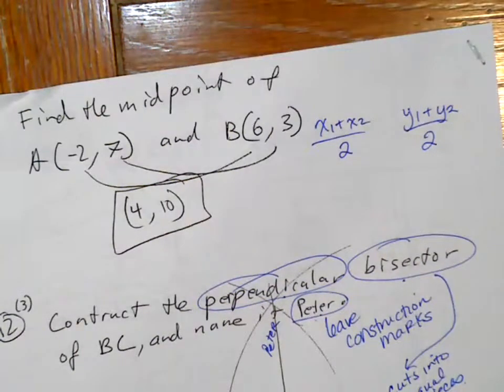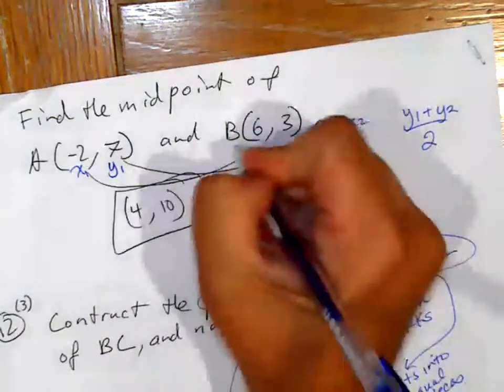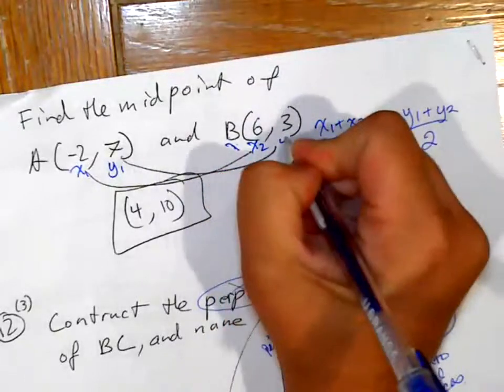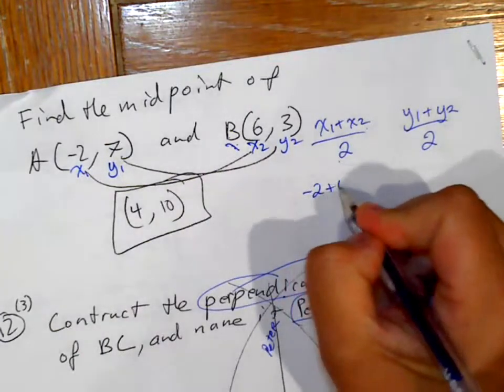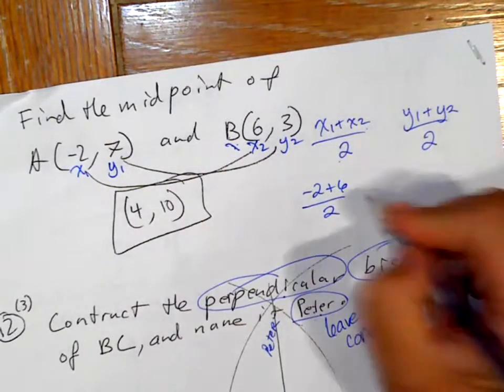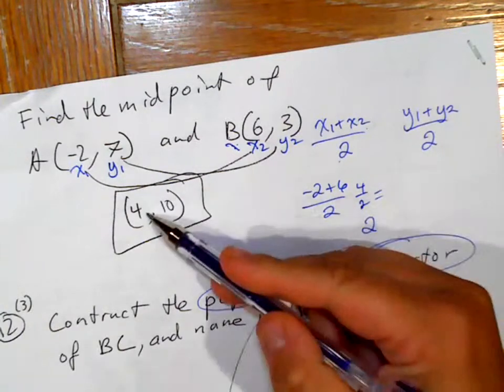Nope. So let's just do this one so you guys can see why it's wrong. I did this one today in class. We have our x1, y1, x2, y2. You add them together and divide by 2. -2 plus 6 divided by 2, which gets me 4 over 2, which equals 2. My x value is 2.